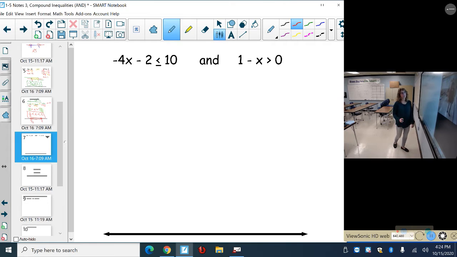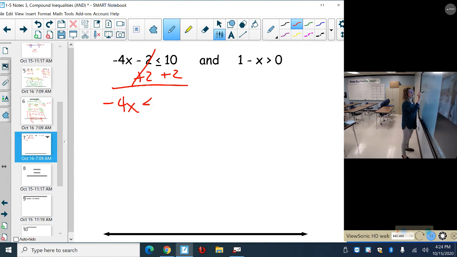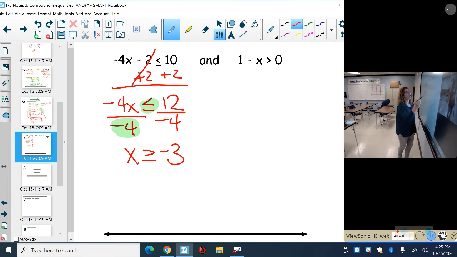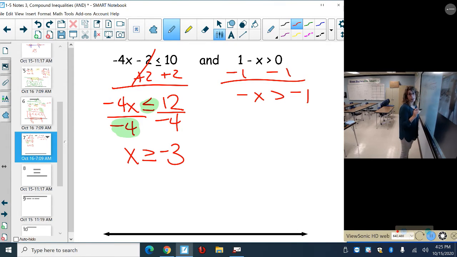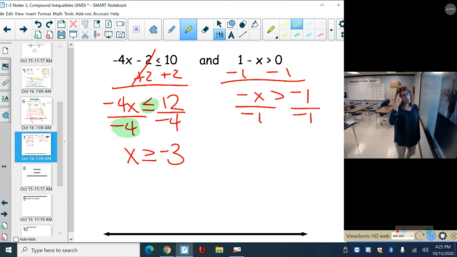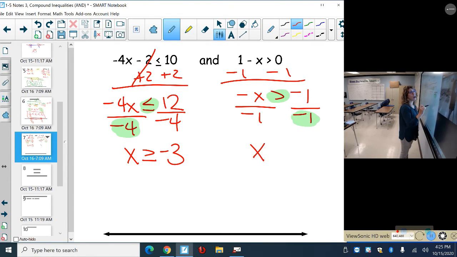Last example. I'm going to add 2 to both sides. So I have -4x is less than or equal to 12. Divide by -4. I'm dividing by a negative. An alarm should be sounding, right? So I flip the signs, and I have -3. Over here, I subtract 1. -x is greater than -1. And then I'm going to go ahead and divide by -1. And again, you should have that alarm sounding off in your head because you're dividing by a negative. So that means now x is going to be less than +1.